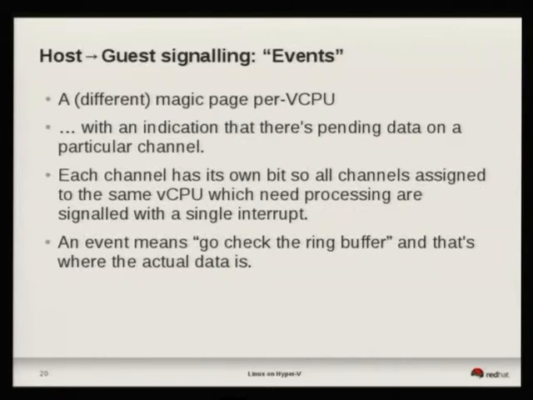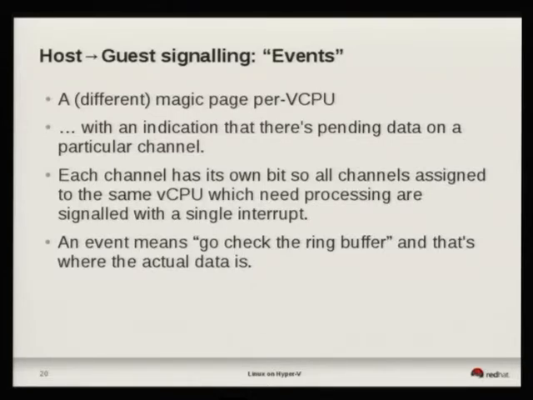We have events. Event is a different page per CPU. And when we receive this interrupt from the host, it's actually the same interrupt which signals messages. We are supposed to check this page. And this page has an indication which channels have data to process. There is an index there, so it's kind of fast. We don't scan the whole page to see all the bits. And we get all the channels which require processing. We go to these channels, and we process data.